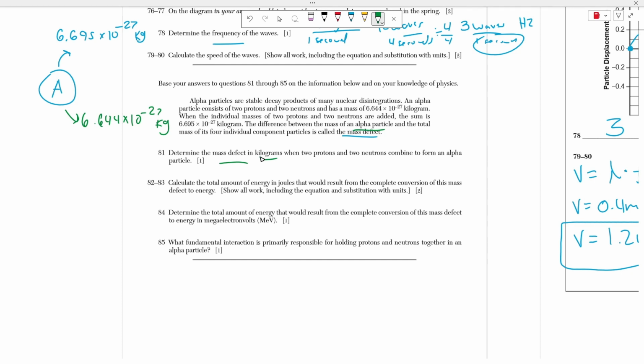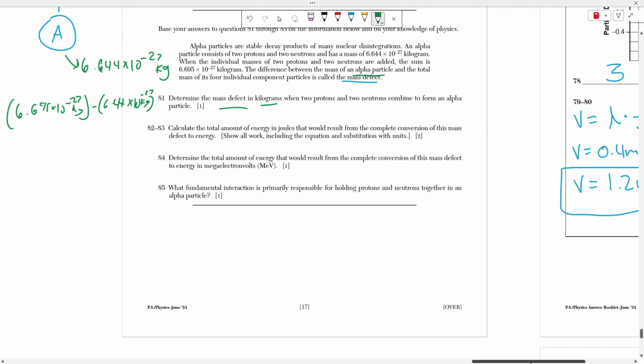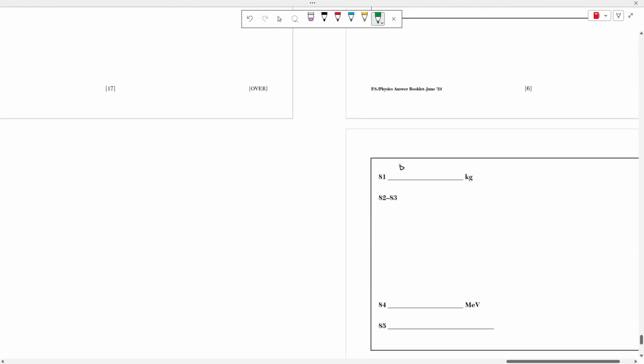Technically, when an alpha particle is formed, those two neutrons and those two protons should come together to have a mass of 6.695. In reality, they have a lower mass because some of that mass is converted into energy. To find the difference, we'll do 6.695 times 10 to the power of negative 27 minus 6.644 times 10 to the power of negative 27 kilograms. They're not asking us to show work, so we don't need to plug in units. What you'll get is that the mass defect is 5.1 times 10 to the power of negative 29 kilograms.